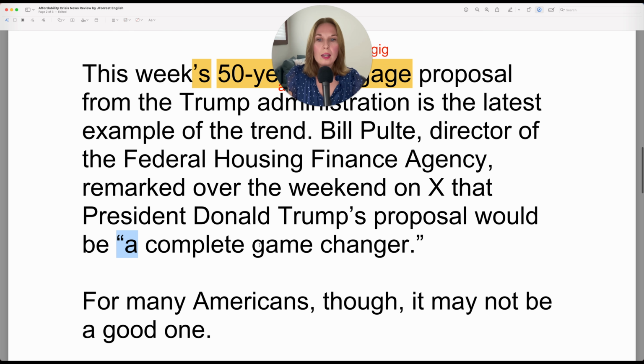So a game changer, this is a noun. So the adjective to modify that is complete. Otherwise, you could use a real or a total. Those are adjectives to modify it to make it sound stronger. So it emphasizes it. Now you might be wondering what a game changer is.